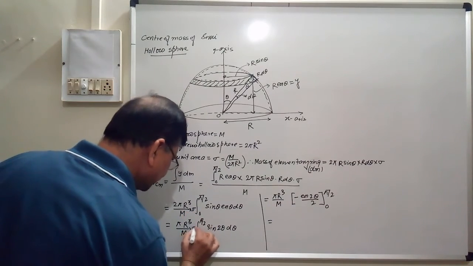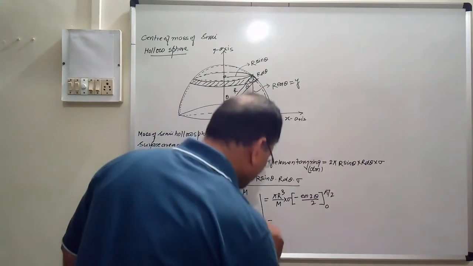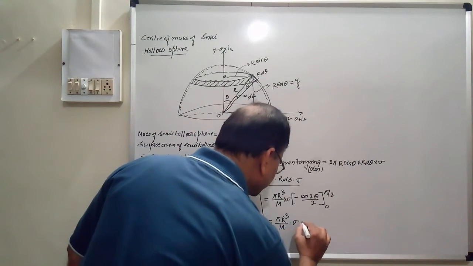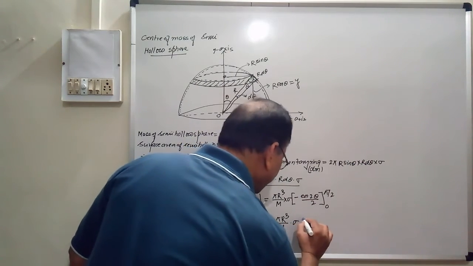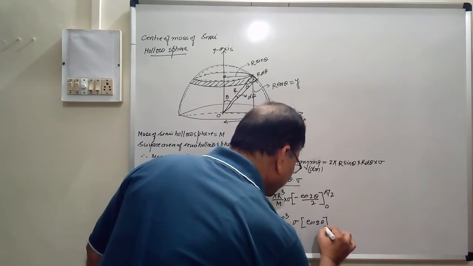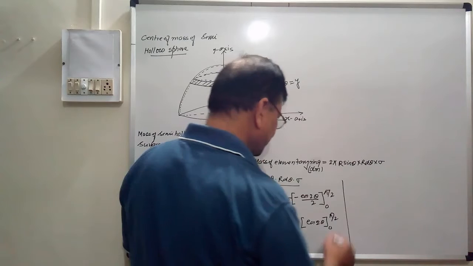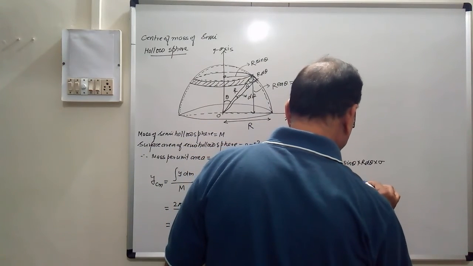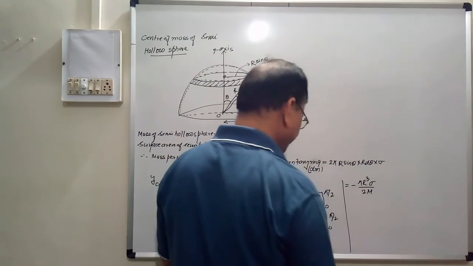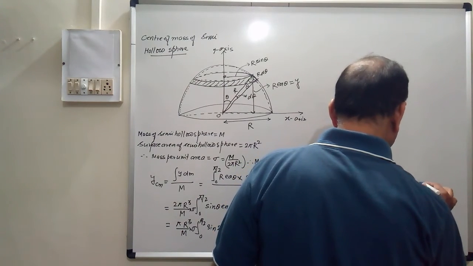Value of sigma I will put later. So this can be written pi r cube by M into sigma, and we can take minus outside and 2 also over here, and we will write cos 2 theta 0 to pi by 2. Further simplification, I'll write like this: minus pi r cube sigma upon 2M, cos pi minus cos 0.